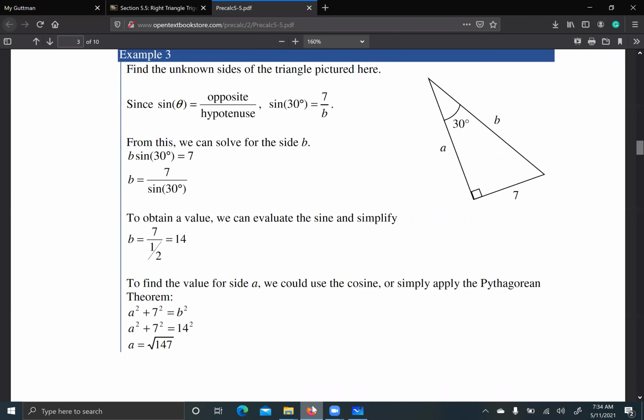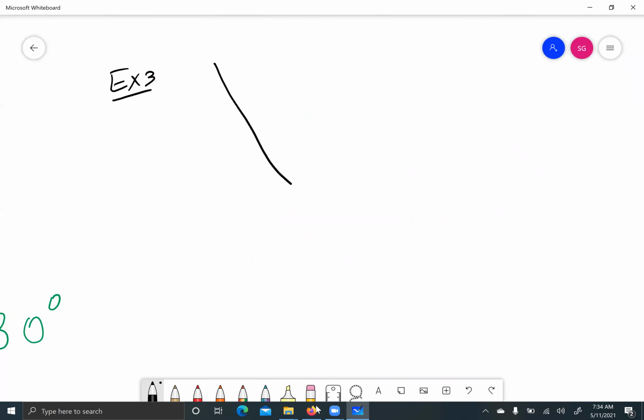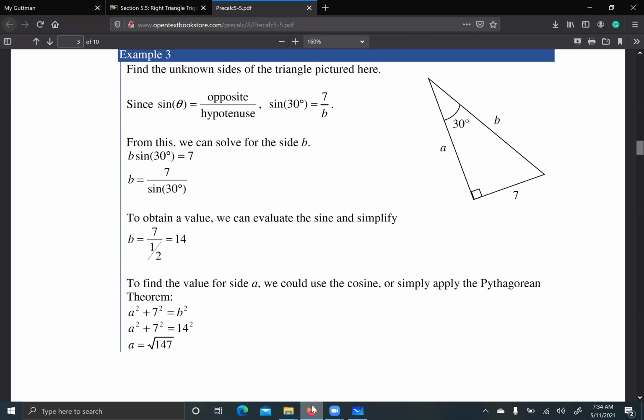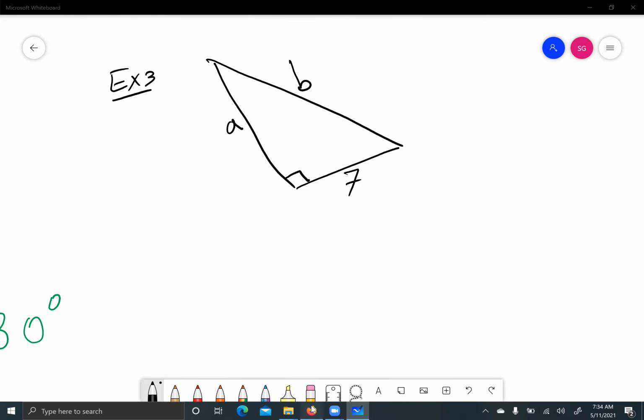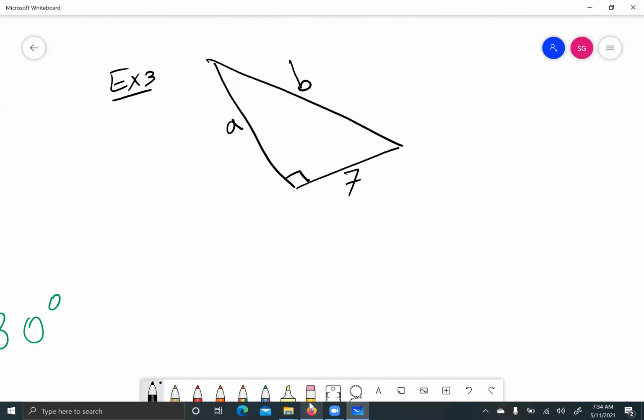It says, find the unknown size of the triangle pictured here. Okay, so we have a right triangle. This is 90 degrees. And then we have 7, A, B. 7 is given. We don't know the value of these two sides. Those are unknown. And this angle is 30 degrees. We want to find A and B.